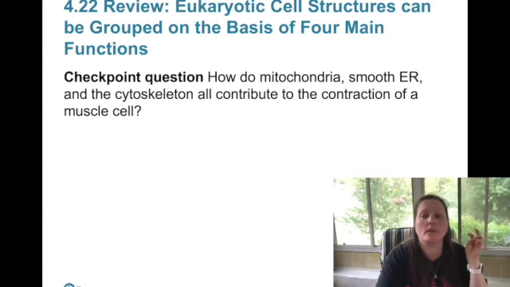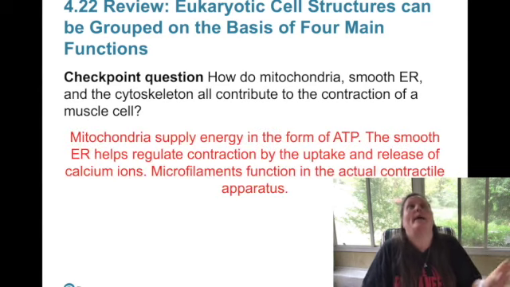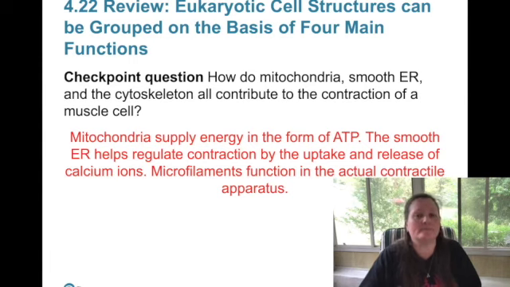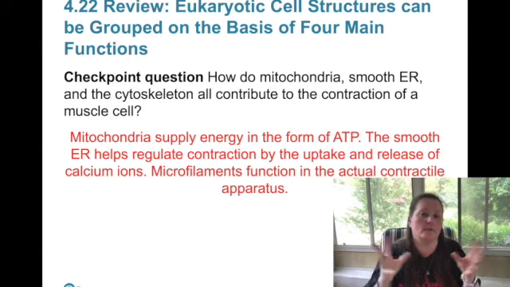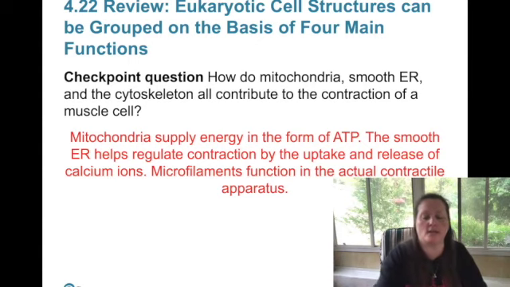Checkpoint question. How do mitochondria, smooth ER, and the cytoskeleton all contribute to the contraction of a muscle cell? Well, the mitochondria gives the energy in the form of ATP because mitochondria is the powerhouse of the cell. Smooth ER helps regulate the contraction by the uptake and release of calcium ions, and the microfilaments function in the actual contractile apparatus. So filaments, they're pulling, so that's what that would be.